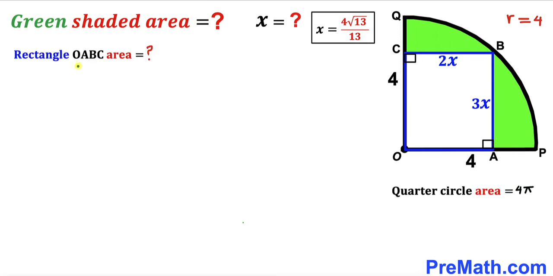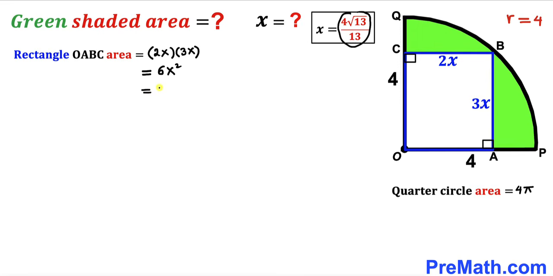Now we are going to calculate the area of this blue rectangle OABC. Let's recall the area of a rectangle formula. Area equals length times width. In our case, our dimensions are 2x and 3x. So the area of this rectangle OABC is going to be 2 times x times 3 times x. Let's simplify it. This gives us 6 times x square, and our x value is 4 times square root of 13 divided by 13.